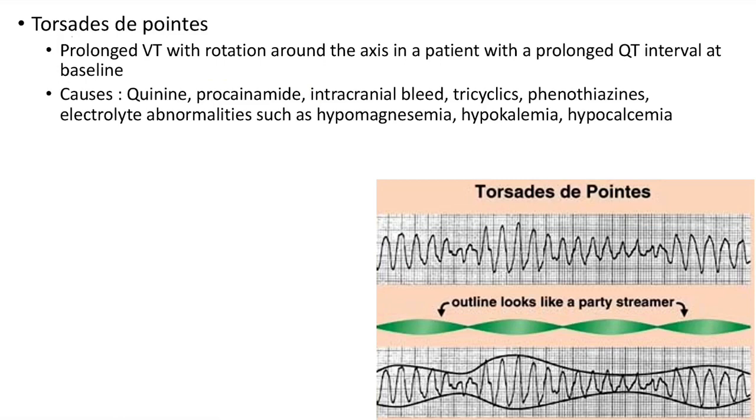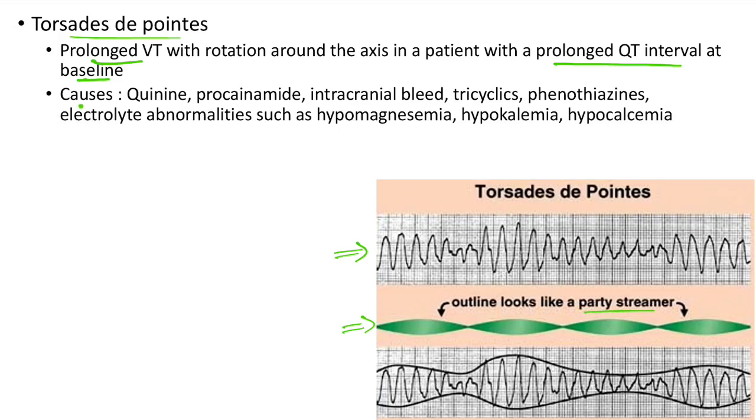Now let us see about Torsades de pointes. It is a prolonged ventricular tachycardia with rotation around the axis in a patient with a prolonged QT interval at baseline. This picture shows an ECG of Torsades de pointes. The outline looks like a party streamer.